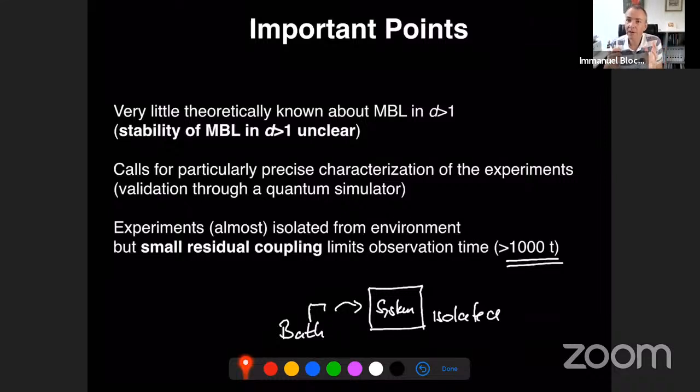But of course, from an experimental point of view, it's a challenge because we want to isolate the systems as well as we can. We want to make the coherent couplings in the system as good as we can. We really want to push to as long as possible evolution times. That's the challenge for experimentalists. Okay. Great.